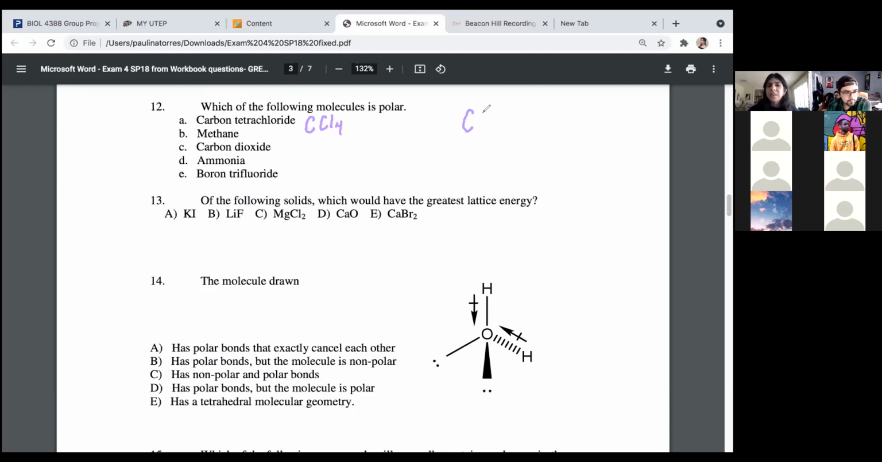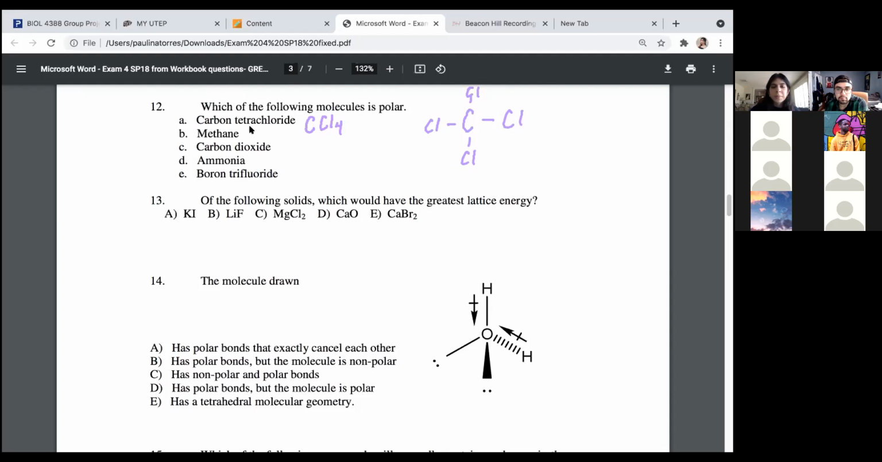A rule of thumb is that the least electronegative goes in the center. So between carbon and chlorine, which one is least? Carbon? Yes, carbon. So we're going to draw, sorry, I'm running out of room here, the 4 chlorines around carbon. Okay. So that is carbon tetrachloride.